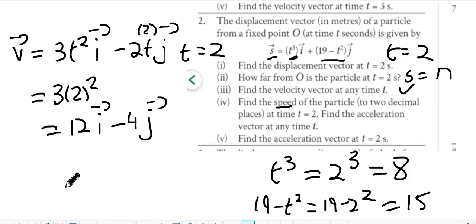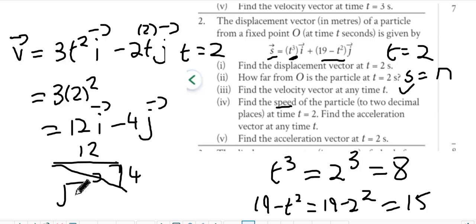You're going 12 across, 4 down, right? So we're going to have to do Pythagoras' theorem to find the speed. Square root of 160, because it's 144 plus 16. Which is 4 root 10, which is 12.65 meters per second. Is that okay?